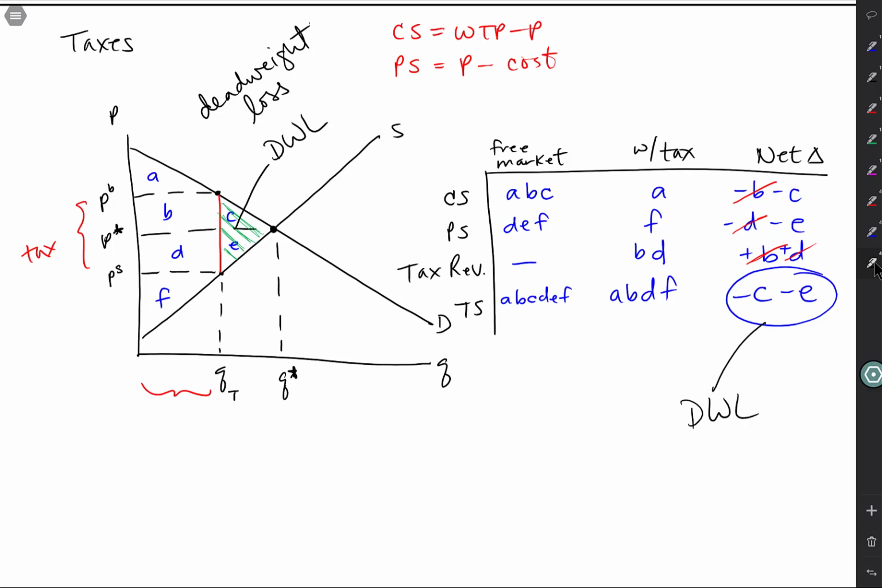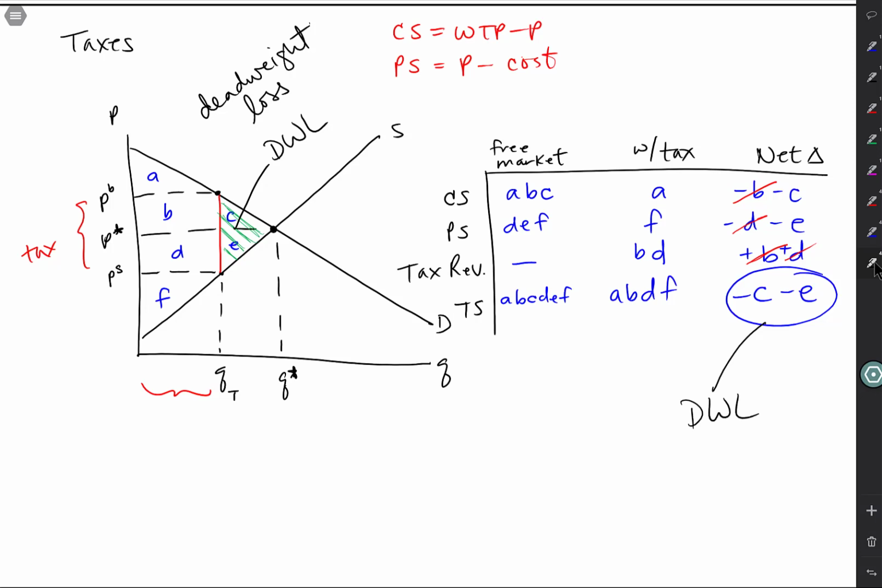So what do we learn? We learn that taxes lead to inefficiency because we lose surplus in the market. Okay. And it affects both consumers and producers, right? Consumers lose B and C, producers lose D and E, and then part of that ends up being recovered by society as a whole in the form of government revenue. All right, so this is the welfare impact of taxation on this particular market.